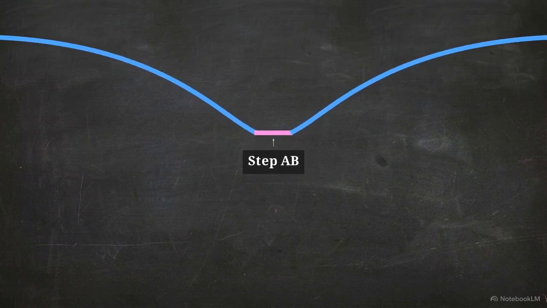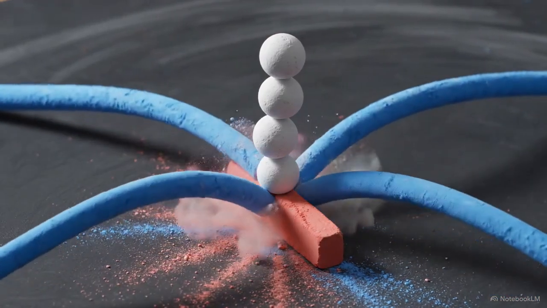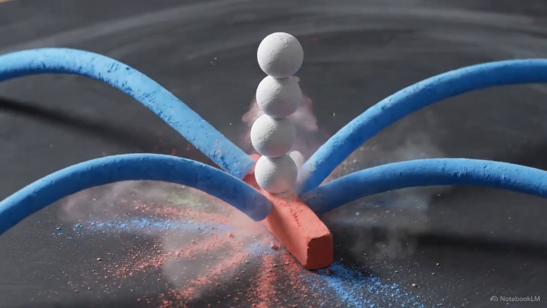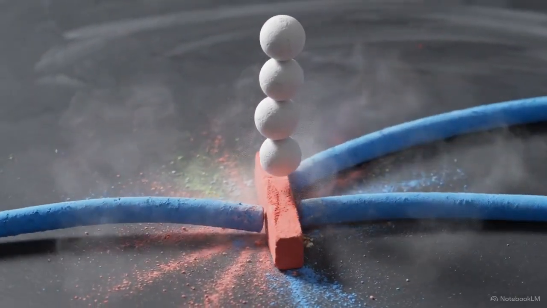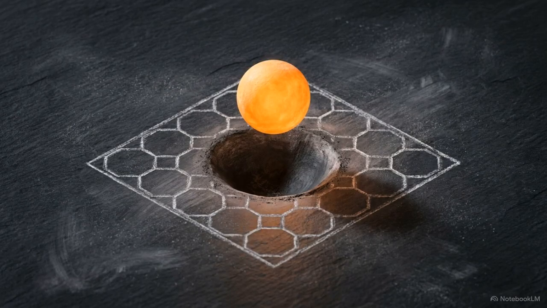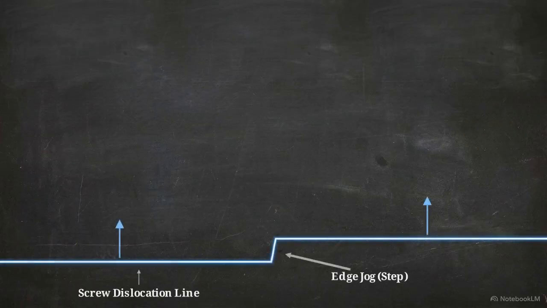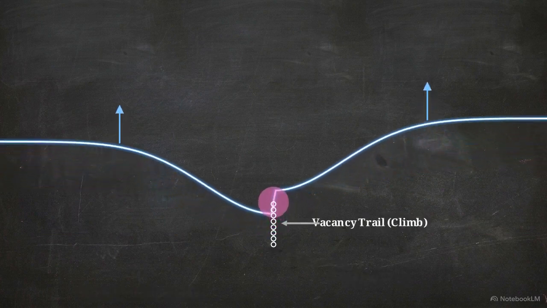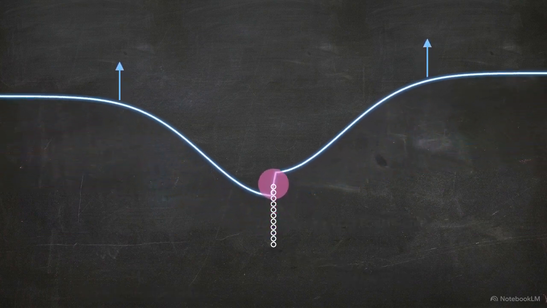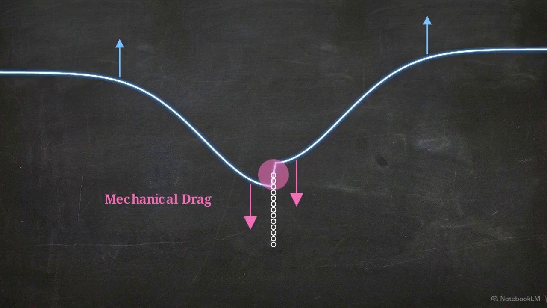There is only one escape route. To move forward with the line, step AB must abandon glide and move vertically out of its plane. This is climb. It requires the slow, energy-intensive absorption or emission of point defects. Forcing this tiny step to climb creates a localized anchor point. It exerts a severe drag force that bleeds energy from the system and grinds overall motion to a halt.